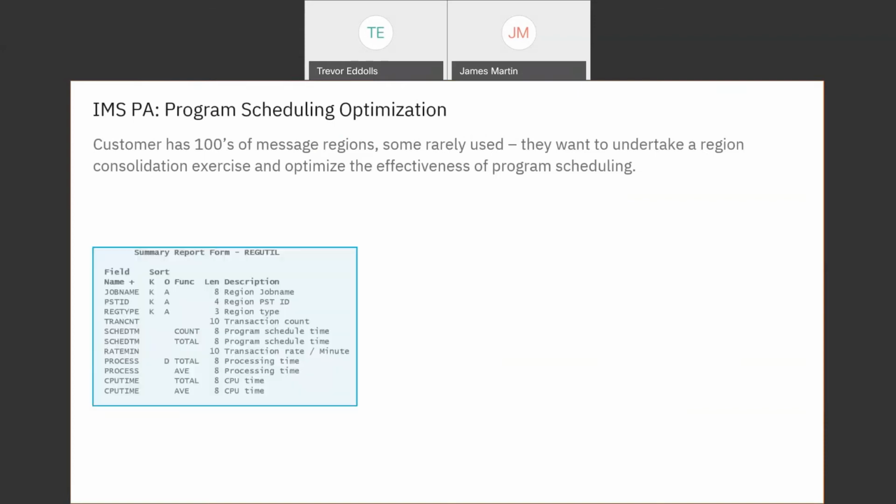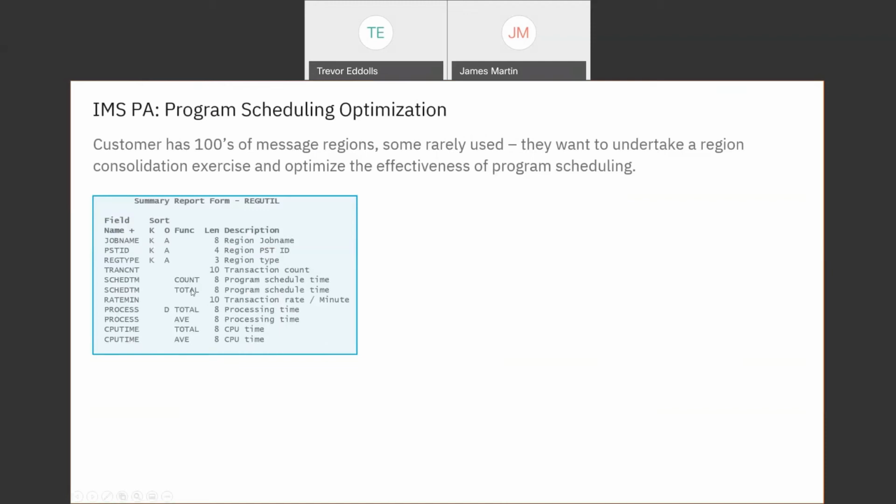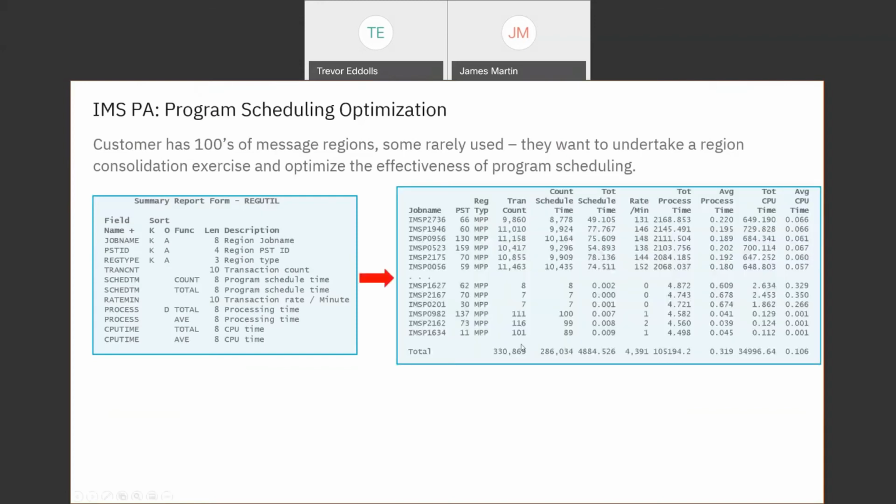So we can build a forms-based report for region utility that will help us understand how we're utilizing those regions, okay? How is our program scheduling affecting the regions that we do have, and are we using them enough? And after we build that form, we can run the report that allows us to actually look at job names, PST types, and region types that we're actually using. These are all message processing regions. And we can see our tran counts, our scheduling times associated with things. Total scheduling times, processing times, average processing, and total CPU being used in each region.